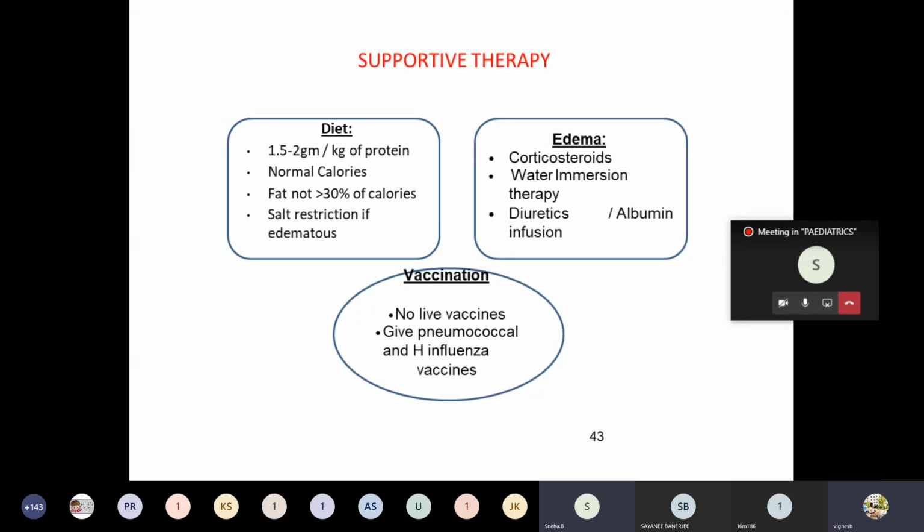Let us see about the supportive treatment. Diet is very important in this case. The protein requirement will be 1.5 to 2 gram per kg per day. Protein should be there in the diet. You should provide the normal calories to the child. The fat should be not more than 30% of the calories. You should do salt restriction if the edema is very much or if there is hypertension.